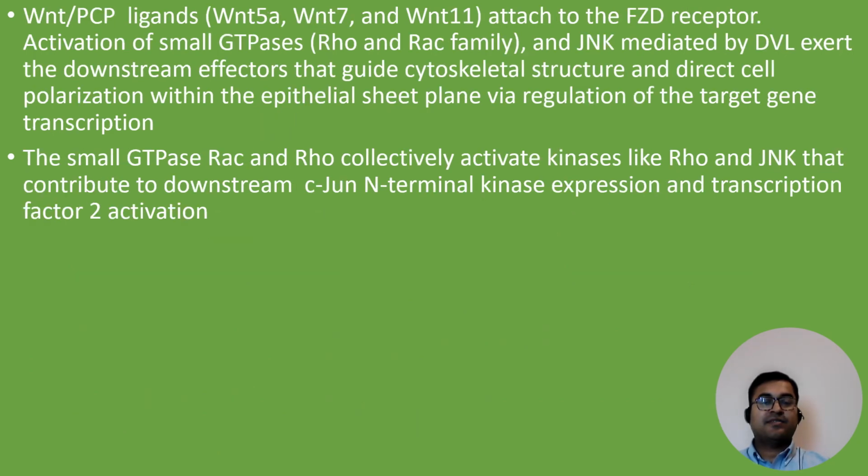Wnt PCP ligands, Wnt5A, Wnt7 and Wnt11, attach to the Frizzled receptor, and it leads to activation of small GTPase Rho and RAC family, and JNK mediated by disheveled exert the downstream effectors that guide cytoskeleton structure and direct cell polarization within the epithelial sheet plane via regulation of the target gene transcription. The small GTPase RAC and Rho collectively activate kinases like ROCK and JNK that contribute to downstream cytoskeleton and terminal kinase expression and transcription factor activation.